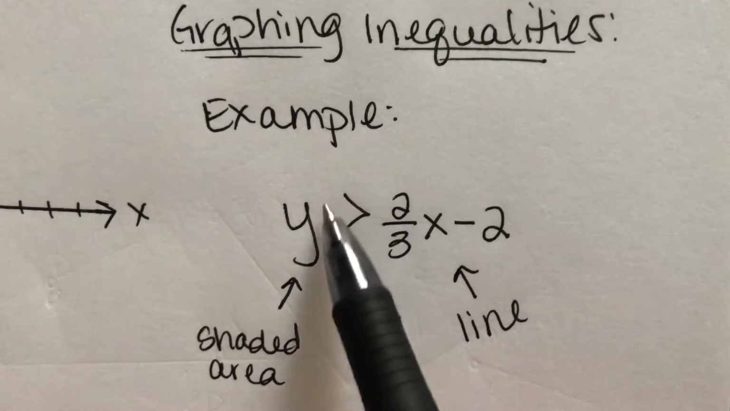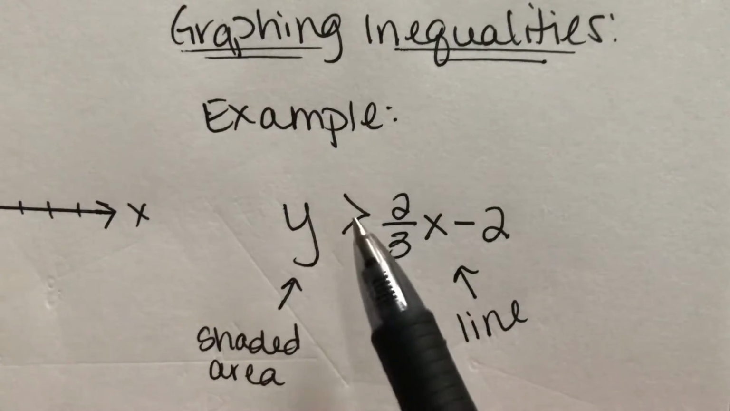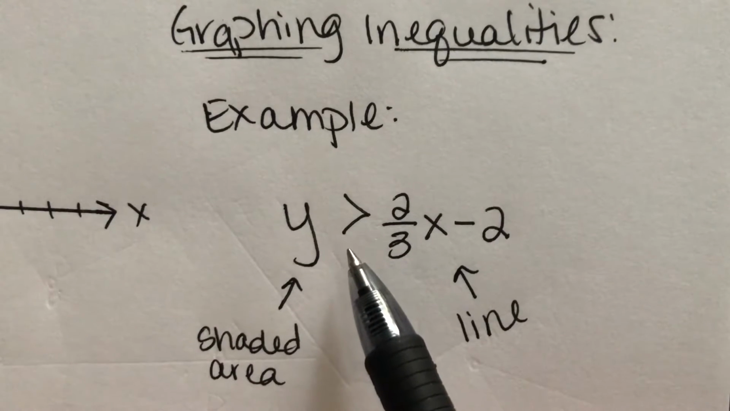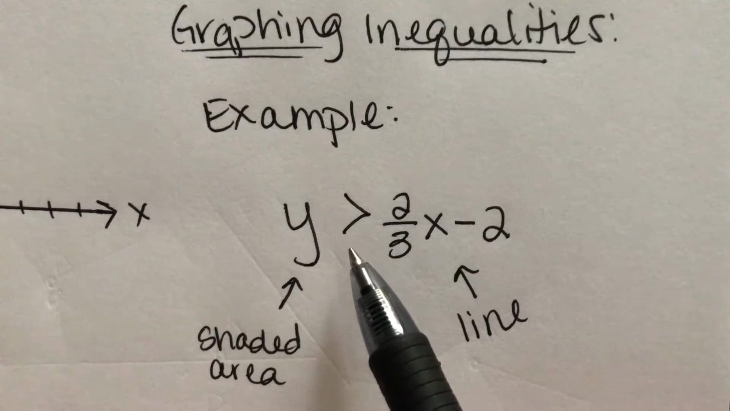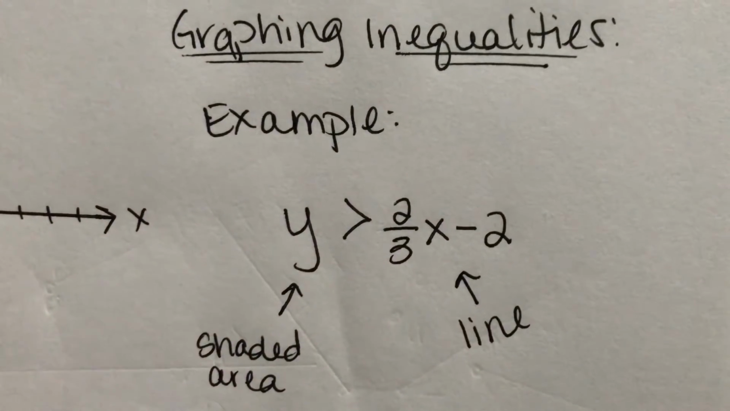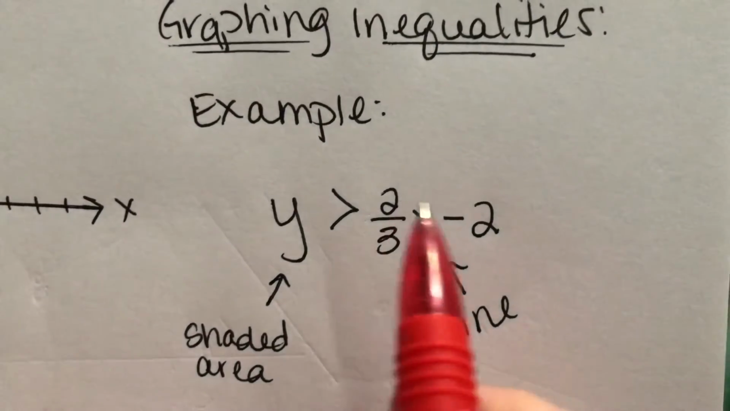Okay, and then when we look at our inequality symbol, that's going to determine whether our line itself is a solid line, like normal, or a dotted line, right? So let's just start graphing this, and I'll show you what I mean. Let me grab a red pen. Okay, so we're going to start off by plotting -2 on the y-axis.